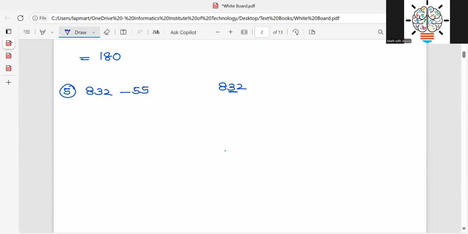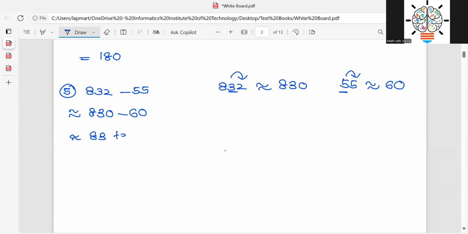So then you can't add anything. 830 and 55, so then we look at this, and it is equal to 60. So then this one is equal to 830 minus 60. Here we write 83 tens and 6 tens, right? Then from 83, when you deduct 6, it gives me 77 tens.